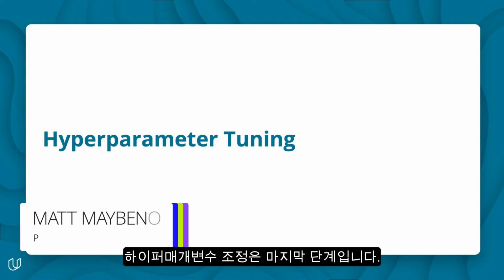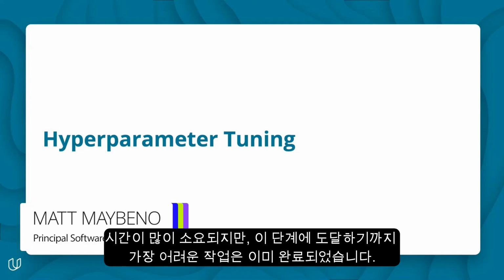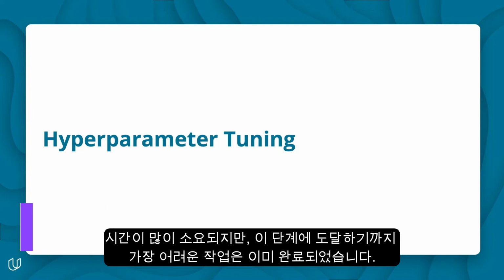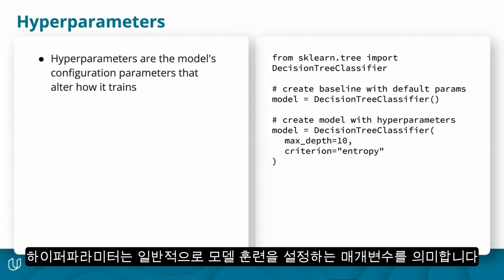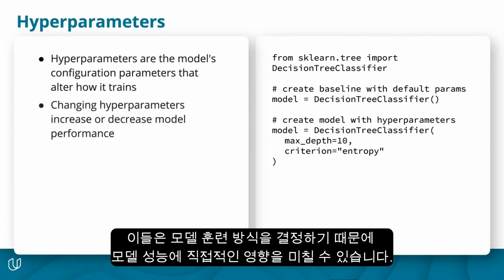Hyperparameter tuning is the last step in the model deployment workflow. While time-consuming, most of the difficult work has been done to get to this point. Now we are in the optimization phase. Hyperparameters, in general terms, are the parameters that configure the model for training. Since they configure how the model trains, they can have a direct impact on the performance of the model.